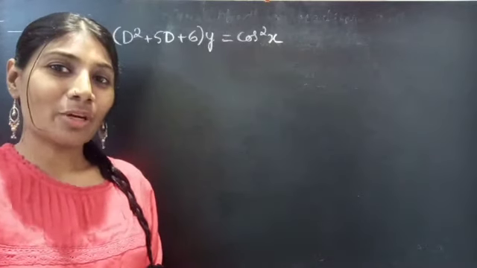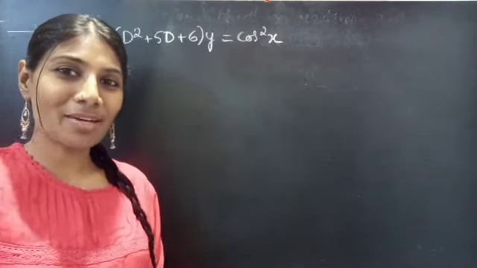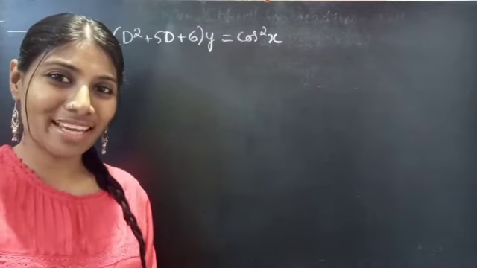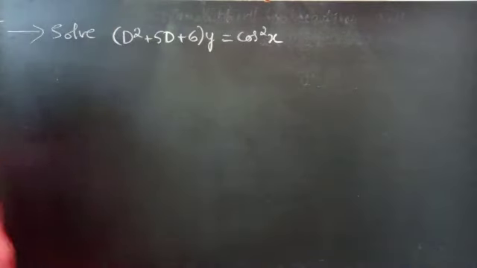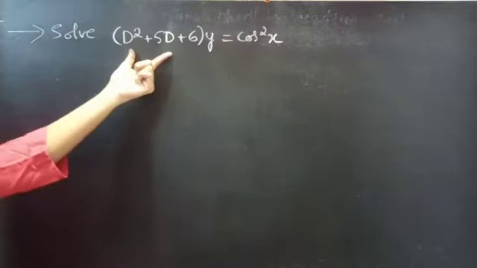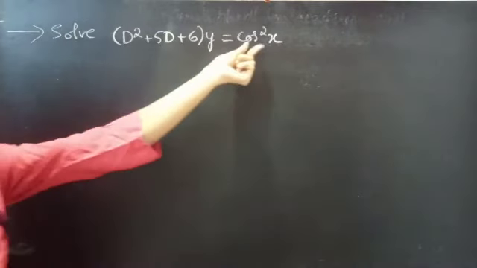In this video, we are going to solve a differential equation from higher order linear differential equations. So let's get going. Problem: Solve (D square plus 5D plus 6) y equals cos square x.